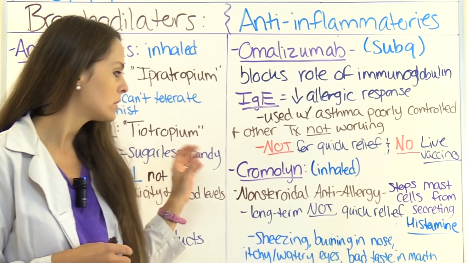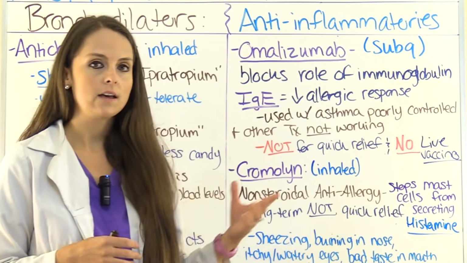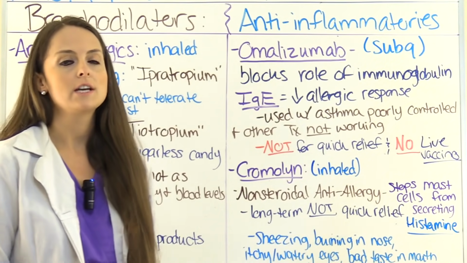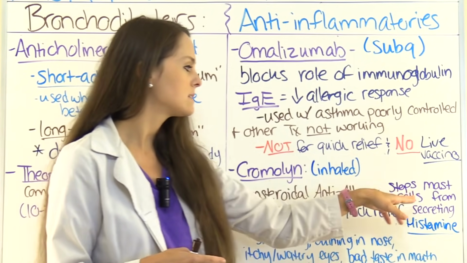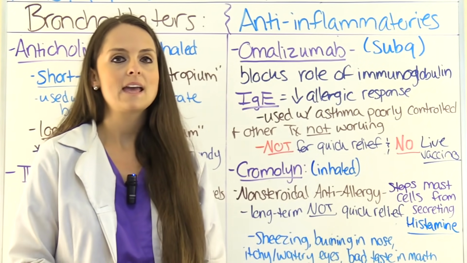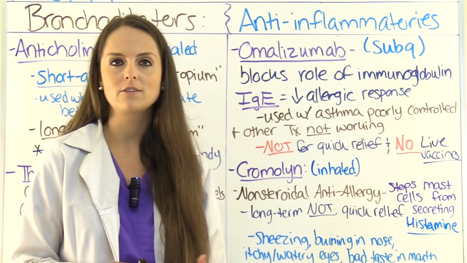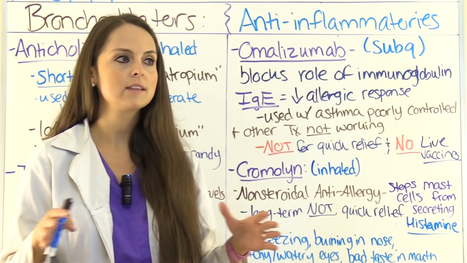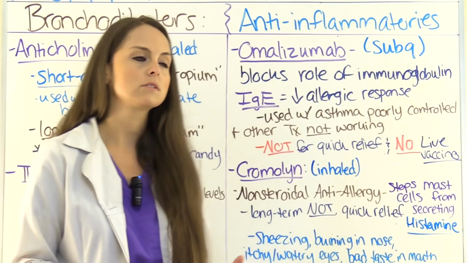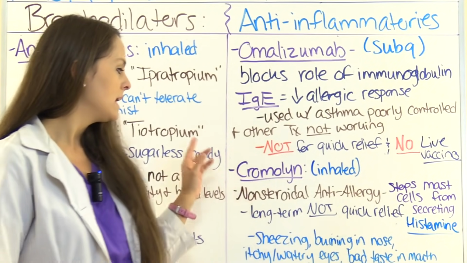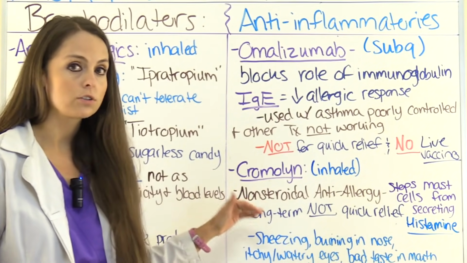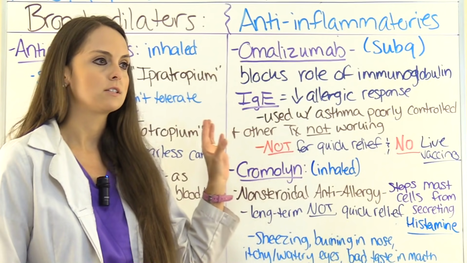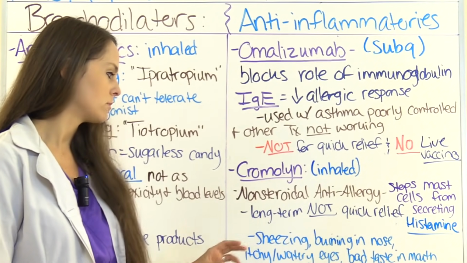Another type of anti-inflammatory is cromolyn, and this is given inhaled like a nebulizer. And it's a non-steroidal anti-allergy type medication. And what it does is it stops mast cells from secreting histamine. And we know that histamine plays a huge role in an allergic response. So whenever you have decreased histamine, you can calm everything down, patient can breathe better, you have decreased mucus production, decreased swelling and inflammation. It's not for quick relief, it's for long term. So patients having an asthma attack, you don't want to just give them this. Instead, this is like part of the long-term treatment.